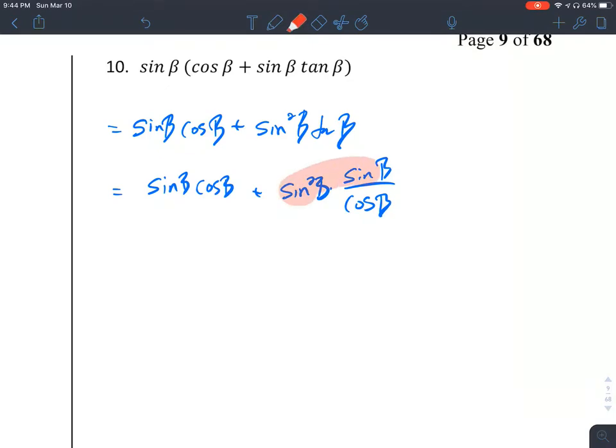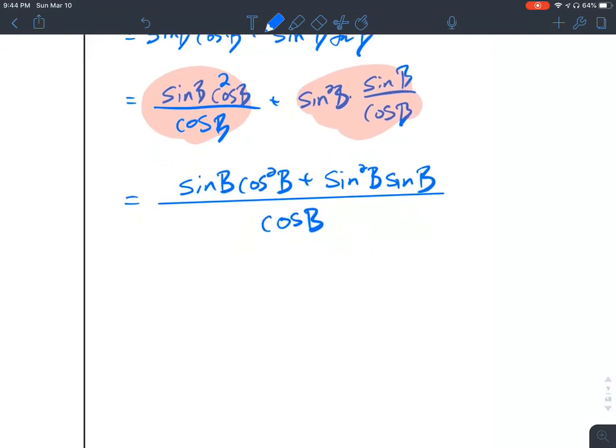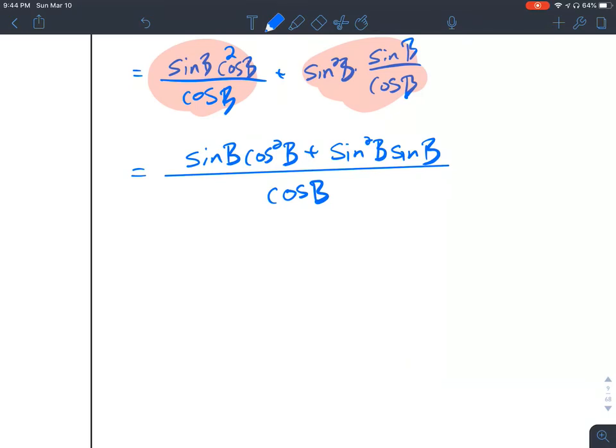Now this is all going to become one fraction with the denominator of cosine. So I want this to have a denominator of cosine. To do that, I'm going to put cosine on the bottom, and multiply it by the top. It's going to give me cosine squared. Once you have common denominators, add the numerators. We get this, which appears to be like, how could this possibly help us?